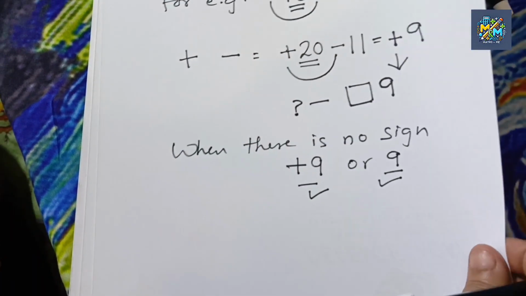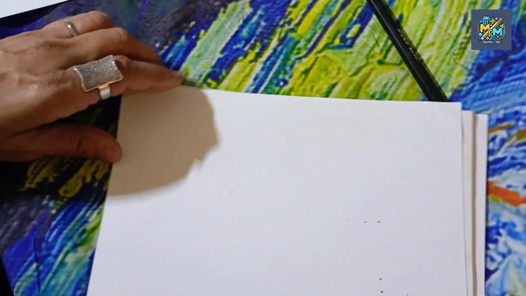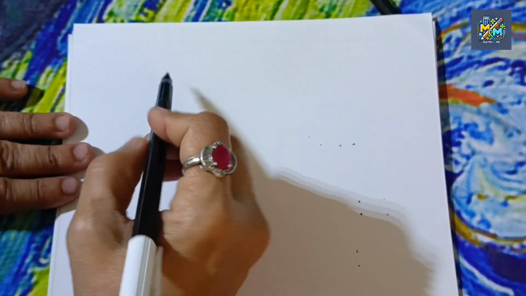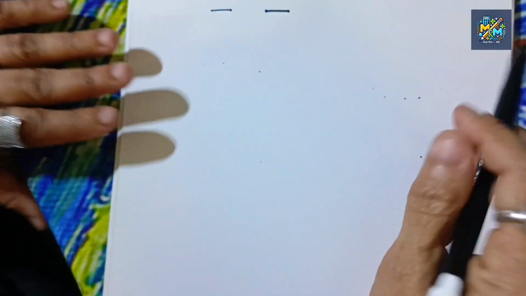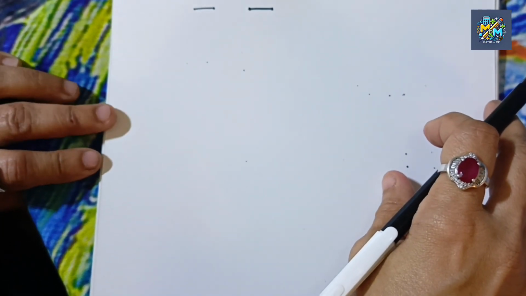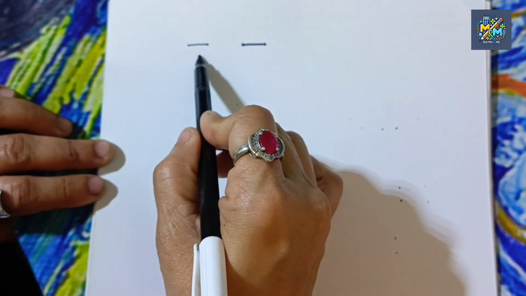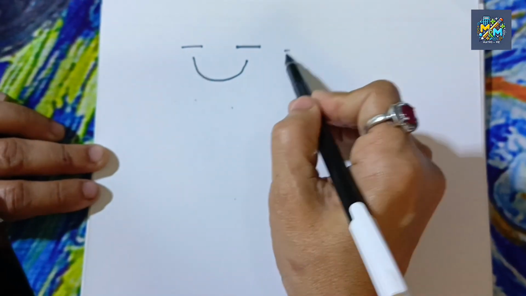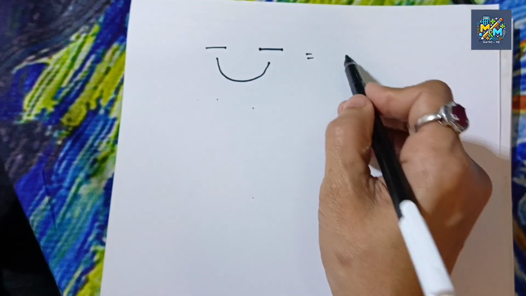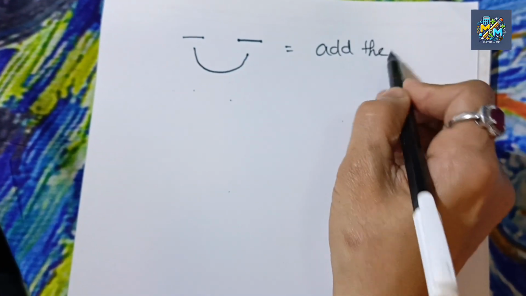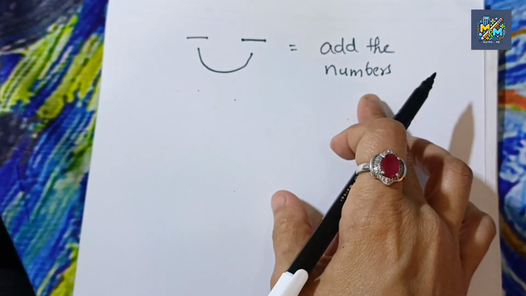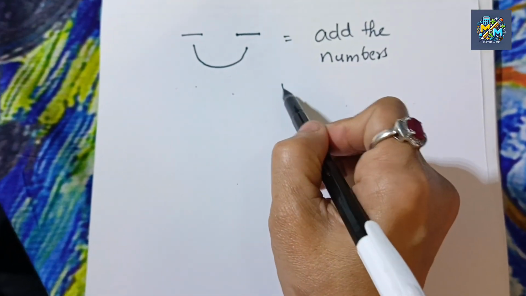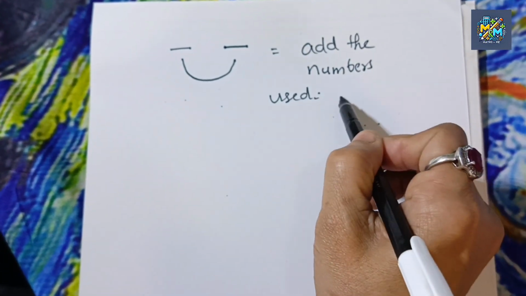Now I want you to move on to the next sign query. This is a bit difficult for the students. Here there are two negative signs. So what do I have to do? Two negative signs means you always have to add the numbers, as I've told previously. Add the numbers, but the sign used will be a minus.